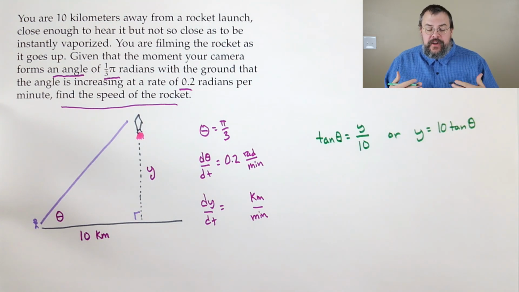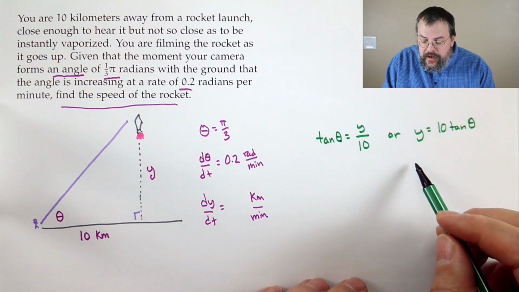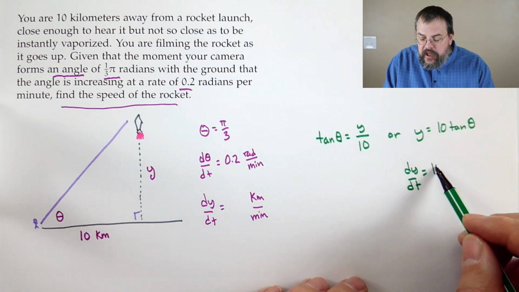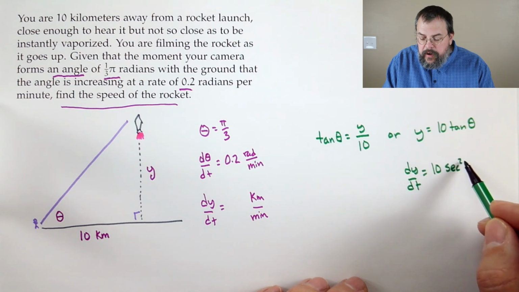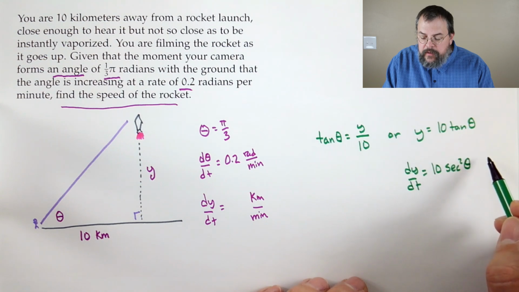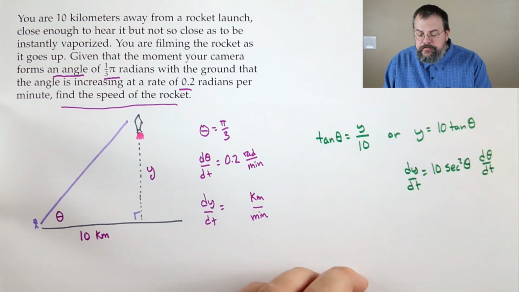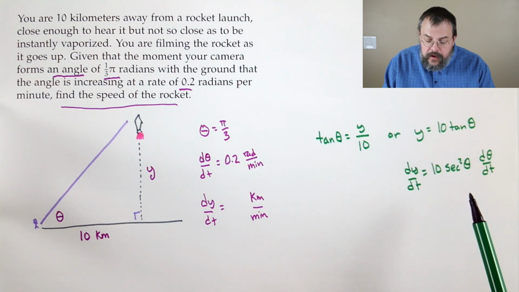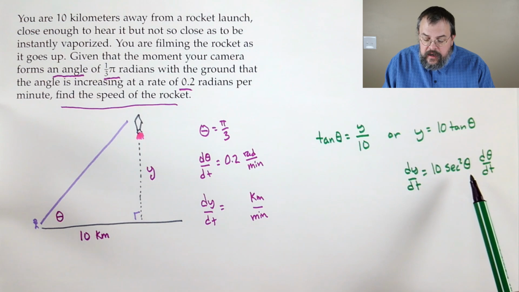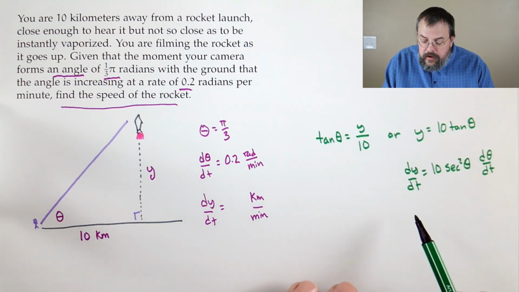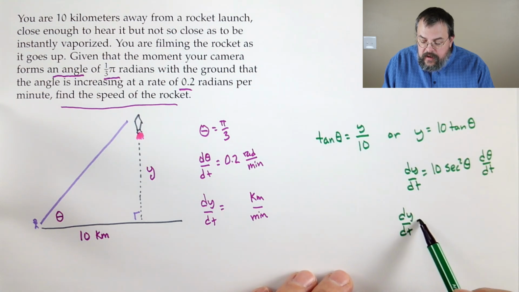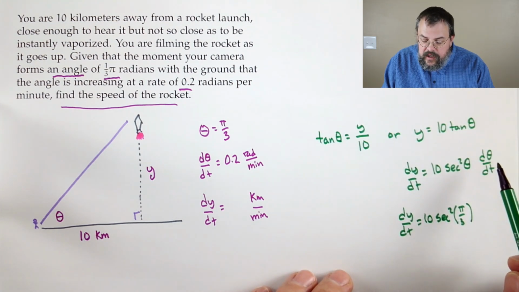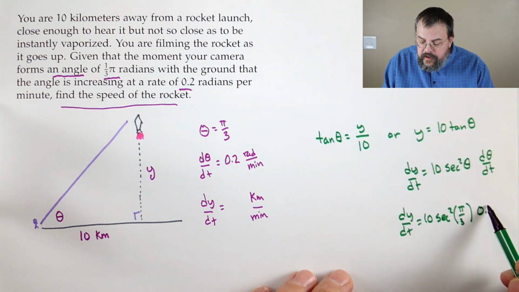Now, what comes next? Well, we have our relationship, so we're going to take the derivative with respect to time. So we can say, dy dt is, here's the chain rule. The 10 is a constant, the derivative of tangent is secant squared, and then times the derivative of the inside, which is d theta dt. So we're almost done. What do we need to do? Well, we need to know what our pieces are. We know what theta is, so we can plug in pi over 3 there, and we know what d theta dt is. So dy dt is equal to 10 times secant squared of pi over 3 times d theta dt, which is 0.2.